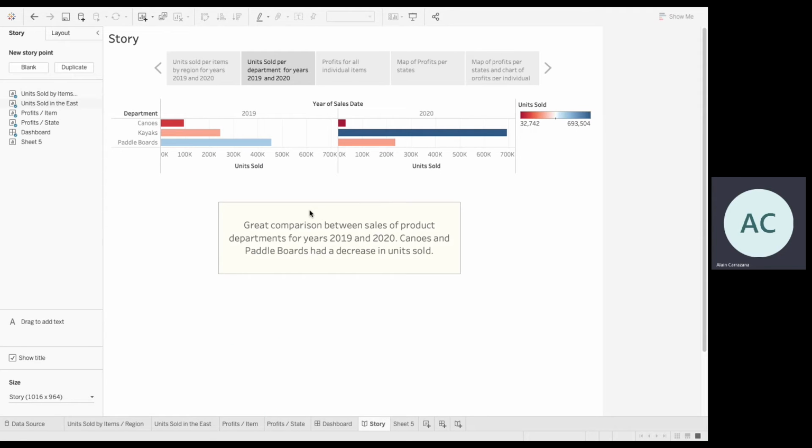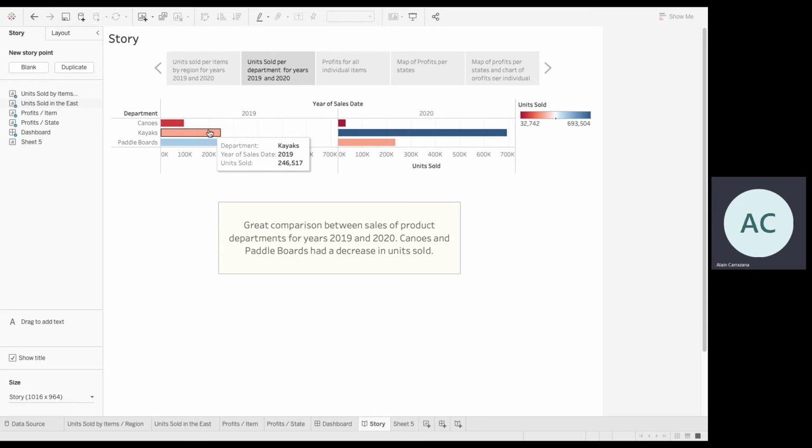Next, we have the units per department for the years 2019 and 2020. So I decided to narrow it down by adding filters and focusing on the units sold per department in the East. I found that canoes had a bad year in 2020. So 2019 they had 96,000 units sold, and in 2020 it dropped down to 32,000. Really bad year for canoes on the East.